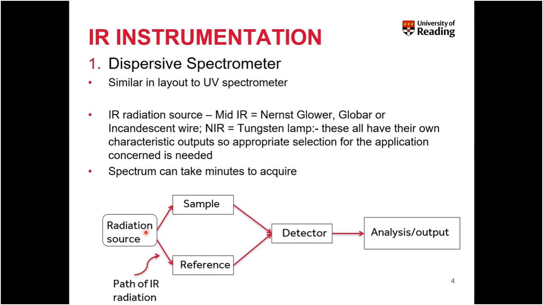We start with the radiation source, and this radiation is split into two separate paths, just like in a double beam UV visible spectrophotometer. The radiation can then pass through the sample and a reference simultaneously, and then the radiation arrives at a detector. This detector then outputs the absorption information from the infrared spectrum. So it tells you where the absorbances are within the spectrum.